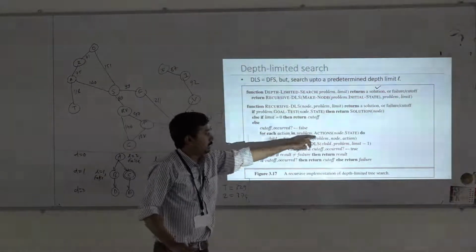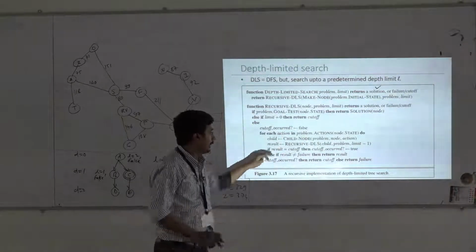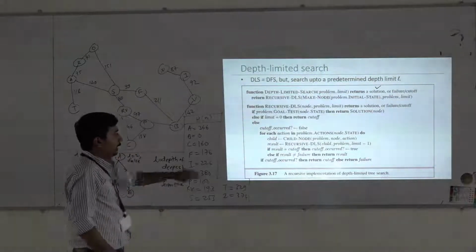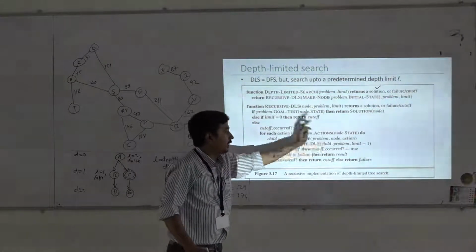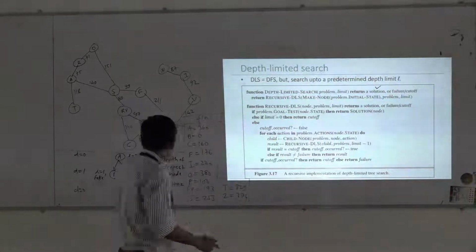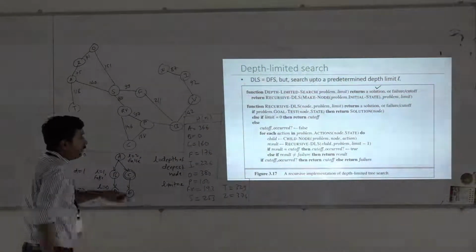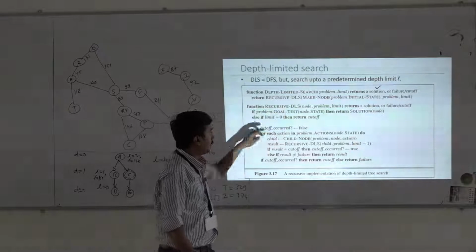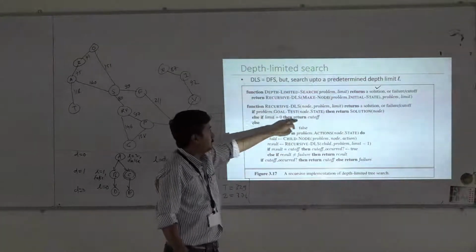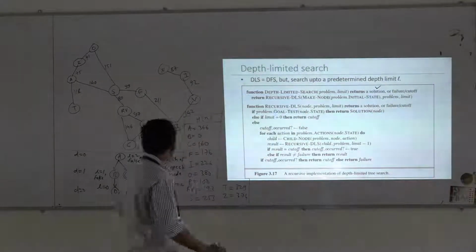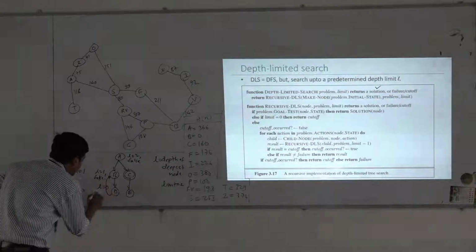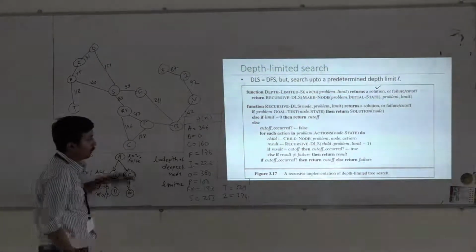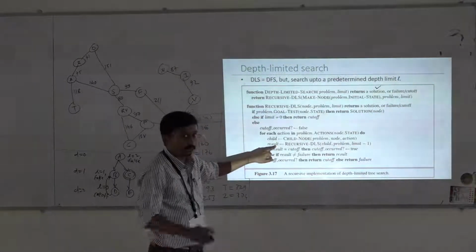Then for each action possible on that state, only one action is possible in our example. Now its child is generated, that is D. We are again making a recursive call for that child with the limit decremented by 1, so the limit is now 0. Now we are checking whether D is our goal. No. Whether limit equals 0? Yes, we have reached the cutoff level, so return cutoff. So this is returning a cutoff, and we come back to node B.